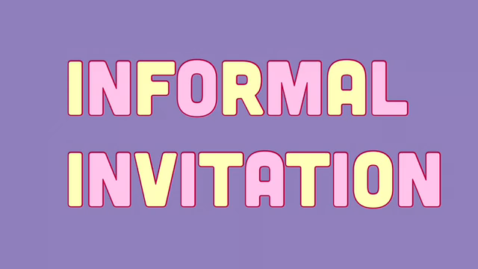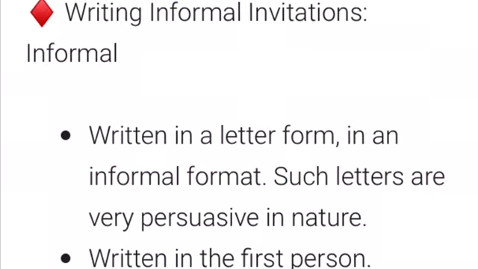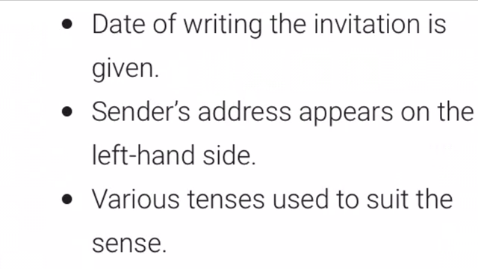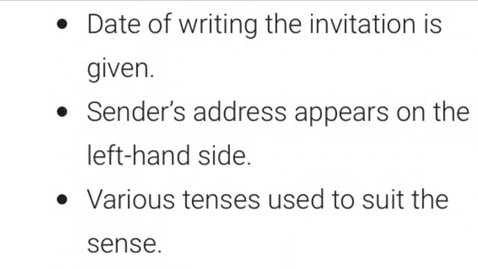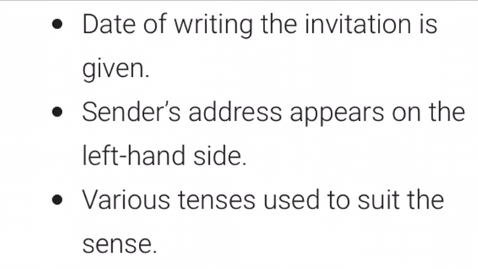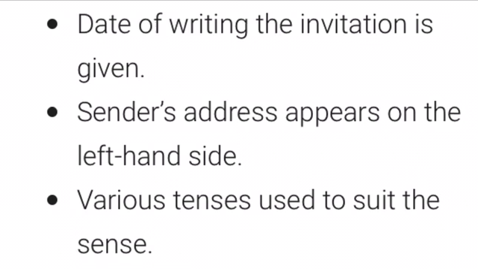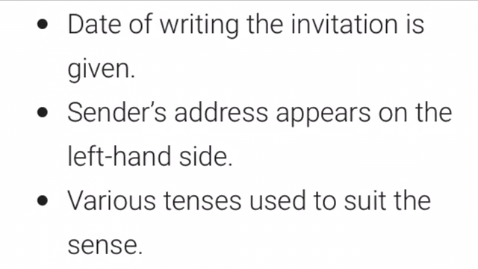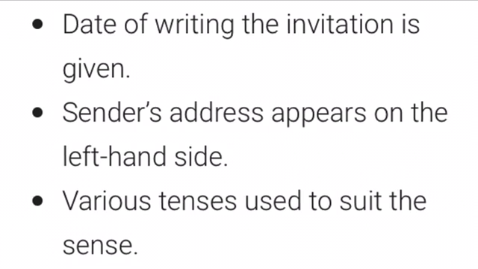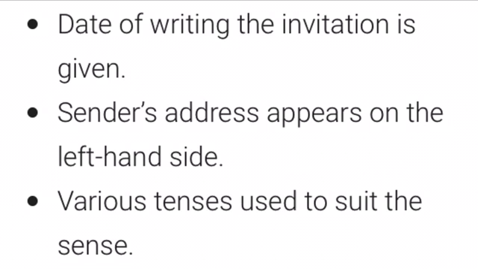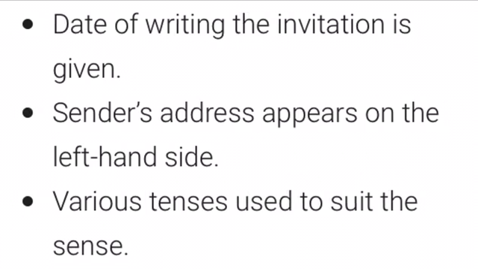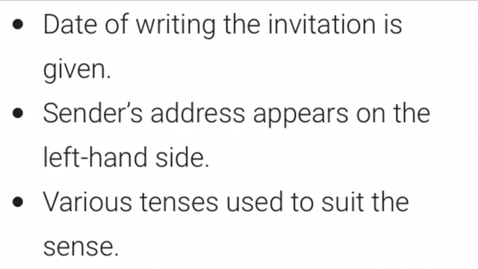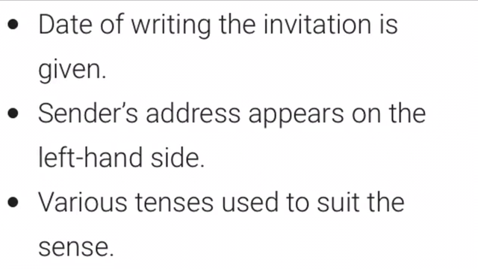Now let's look at the format of an informal invitation. An informal invitation is written in the style of an informal or personal letter with the date and sender's address on the left hand side on top, and you may write it in first person because it's a personal letter. And it is slightly different from the formal invitation because you don't have to follow the rule of the simple present tense. The formal invitation should always be written in simple present tense, but here you can use present continuous also if you like.